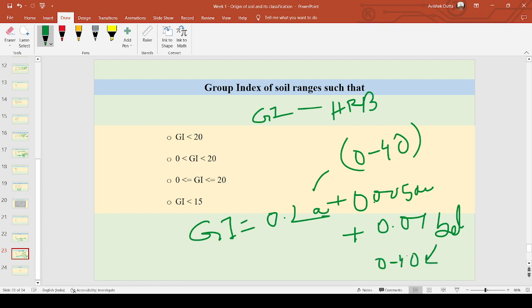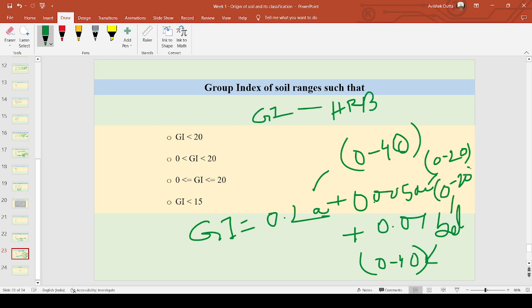You can find this in a standard textbook of soil mechanics, such as B.C. Punmia or Gopal Ranjan and Rao. C is the liquid limit, more than 40 to less than 60%, so C will range from 0 to 20. D is the plasticity index, ranging from more than 10 to less than 30, so it will also range from 0 to 20.